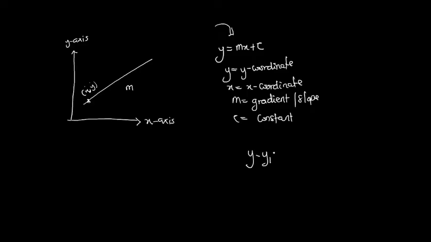Or another way you can find the equation of a straight line is to use the equation y minus y1 equals m into bracket x minus x1. Over here, your point becomes x1, y1. So you substitute the value of x in place of x1, y in place of y1. You already know the gradient. You substitute that, and then you do your calculation to get the equation of that particular straight line.